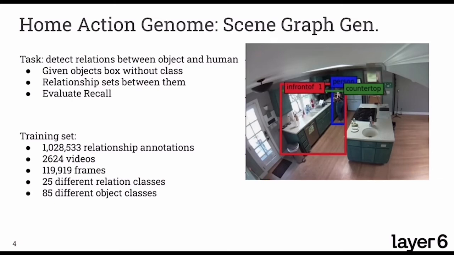Home Action Genome is a large-scale multi-view video database of indoor daily activities. Every activity is captured by synchronized multi-view cameras, including an egocentric view. The task is to predict object categories and predicate labels between the person and each object. Participants can use input information as video, other modalities, and ground truth boxes.